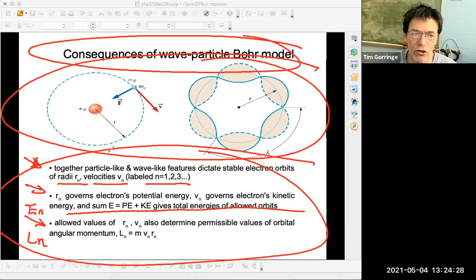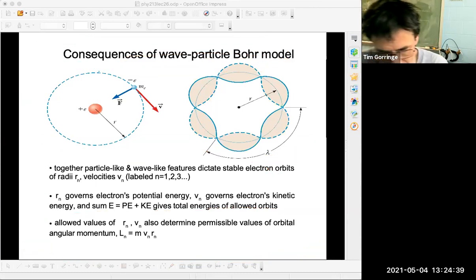But in the wave particle picture of the atom, there are limits. There are only certain orbits. There are only certain values of kinetic energy, potential energy, and total energy that are allowed. And so that was the breakthrough. That was a massive breakthrough.